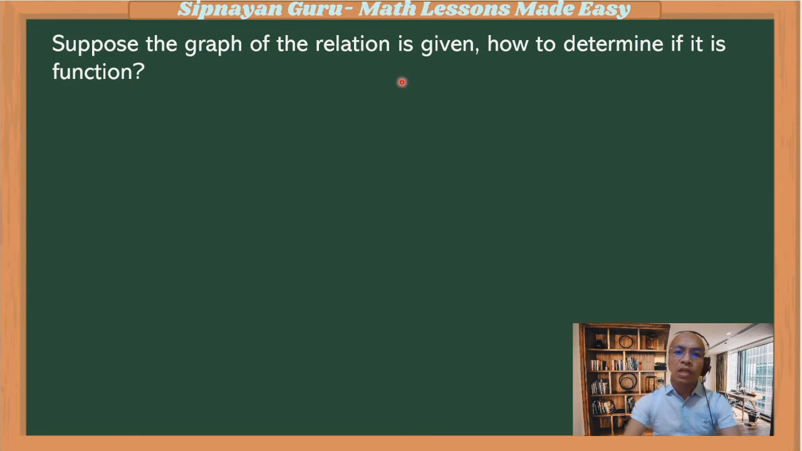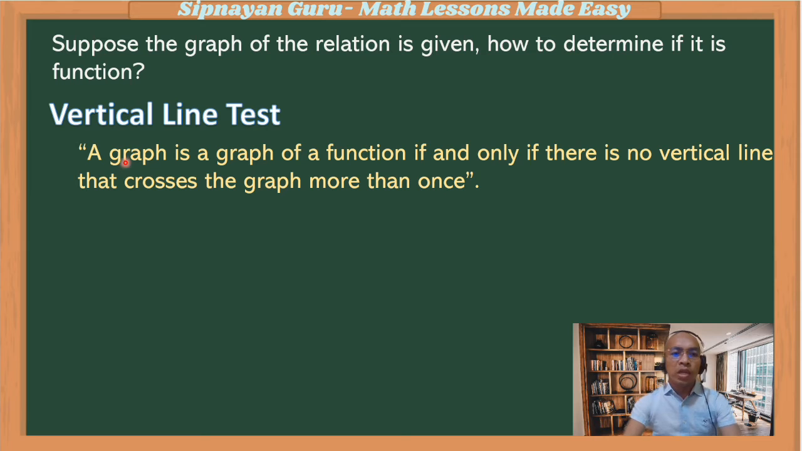Now, suppose the graph of the relation is given. How to determine if it is a function? We can do it through a vertical line test. So, what is the role of a vertical line in determining that the graph of the relation is a function? A graph is a graph of a function if and only if there is no vertical line that crosses the graph more than once.